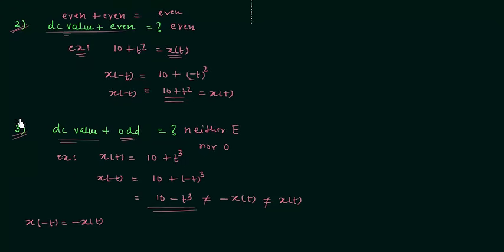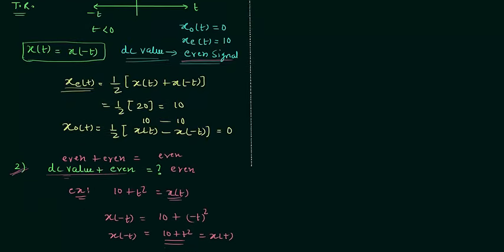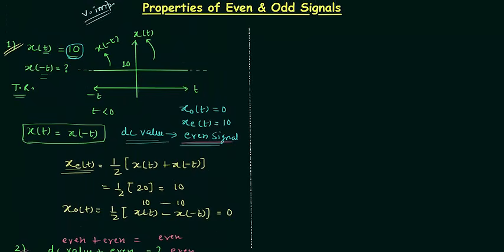There is one more thing in the third property. A DC value is an even signal, and when we add an even signal to an odd signal, the result is neither even nor odd, and this is something we have already discussed in the last lecture. I told you a general continuous time signal is neither even nor odd, and because of this we can represent a general continuous time signal as the sum of an even component and an odd component, and this is the proof of this statement.